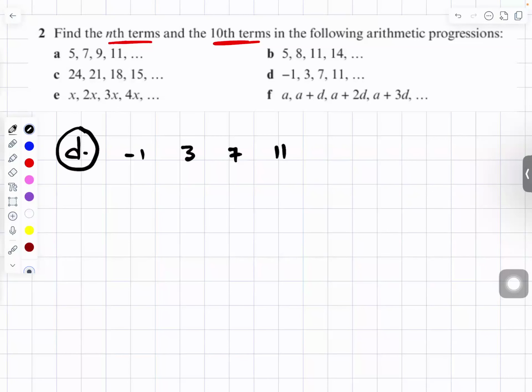I'll record the explanation for this. To find the nth term, the formula for the nth term, sometimes I just write "nth term", or you can use the symbol un. It's a plus n minus 1 d. That's the formula for the nth term.